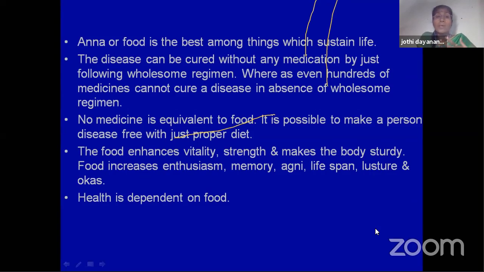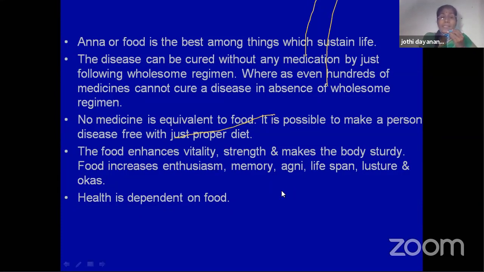Now the world is getting on to the actual concept of ahar and annam that we used to have in our ancient times. No medicine is equivalent to food, right? Food is the only medicine. It is said that if you take food as a form of medicine, you need not go to a doctor at all. It is possible to make a person disease free with just a proper diet.